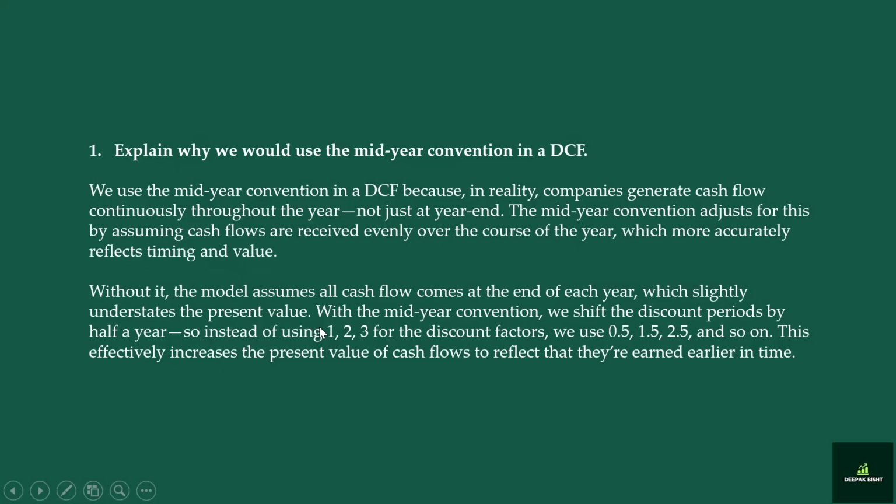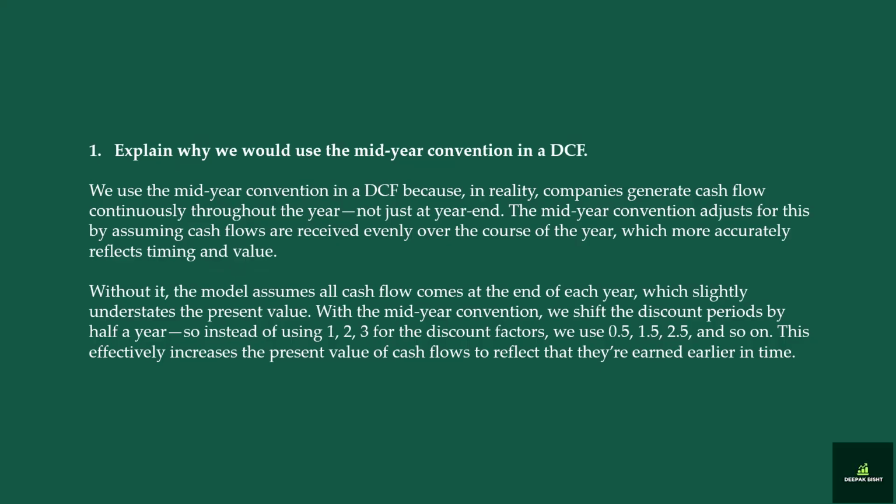If we are using 1, 2, and 3, this means that only at the end of the year is the company generating revenue, not throughout the year. So this is the more logical approach. The mid-year convention is applied in a DCF model to more accurately reflect the timing of when cash flows are generated and received. In practice, companies do not generate 100% of their annual free cash flow at year end, or December 31st. Rather, the cash flows are earned and realized incrementally throughout the year from operations.